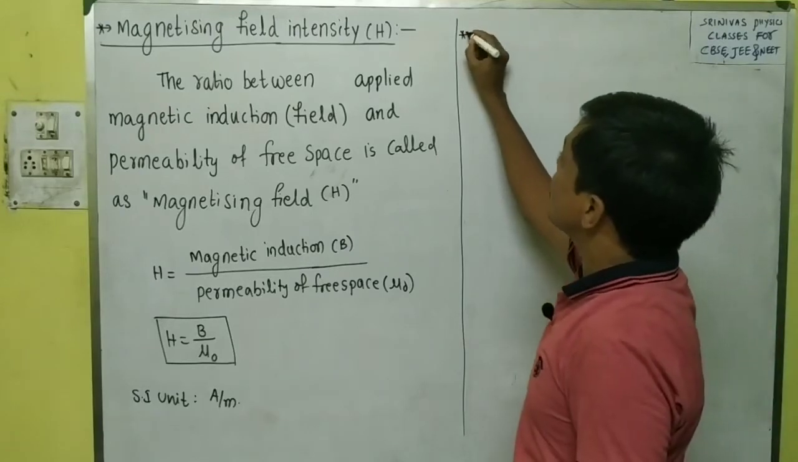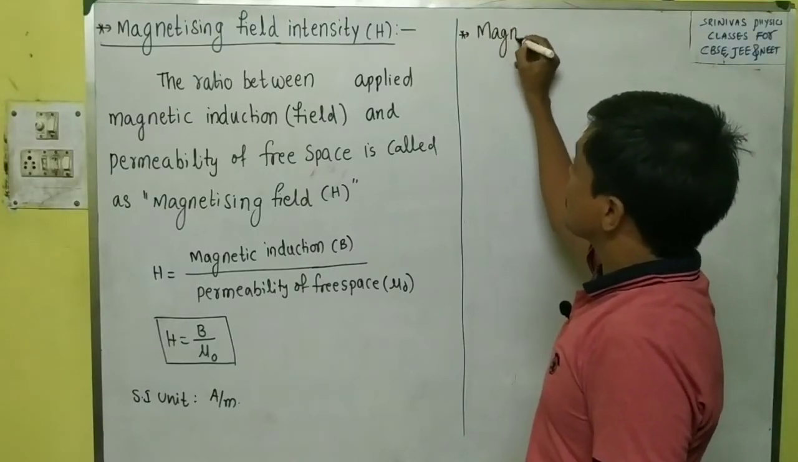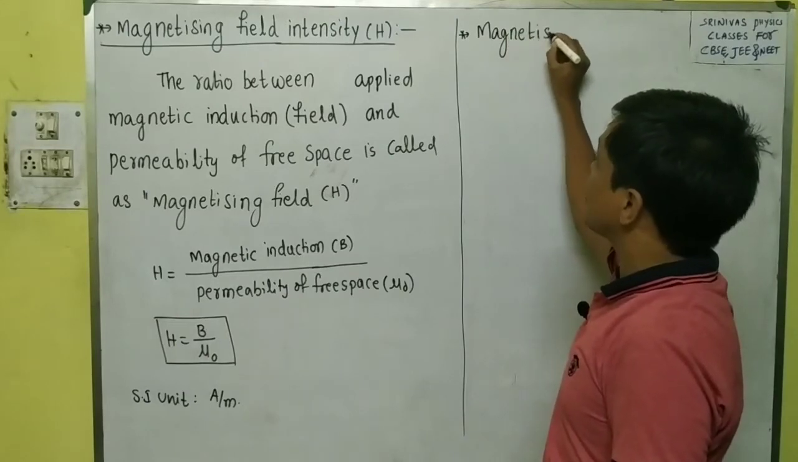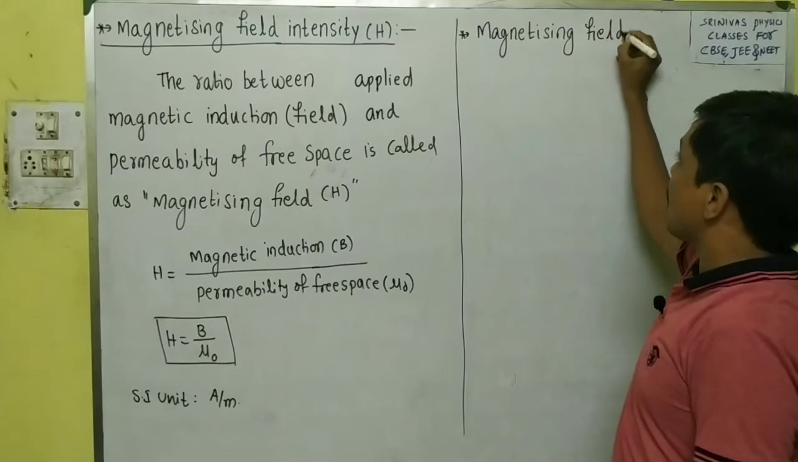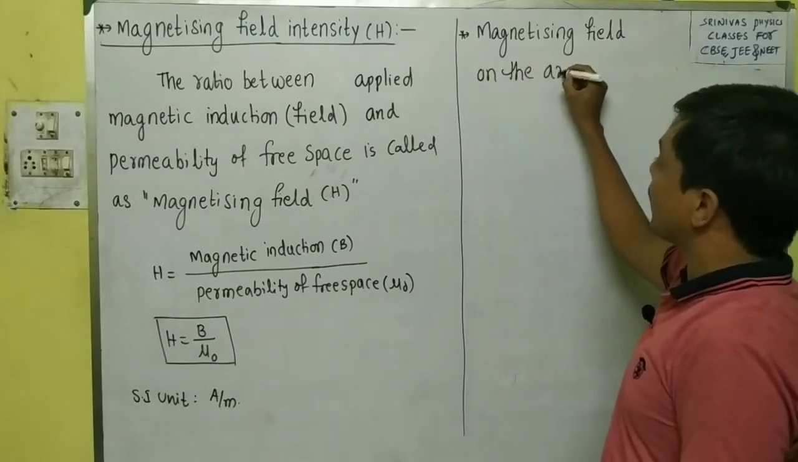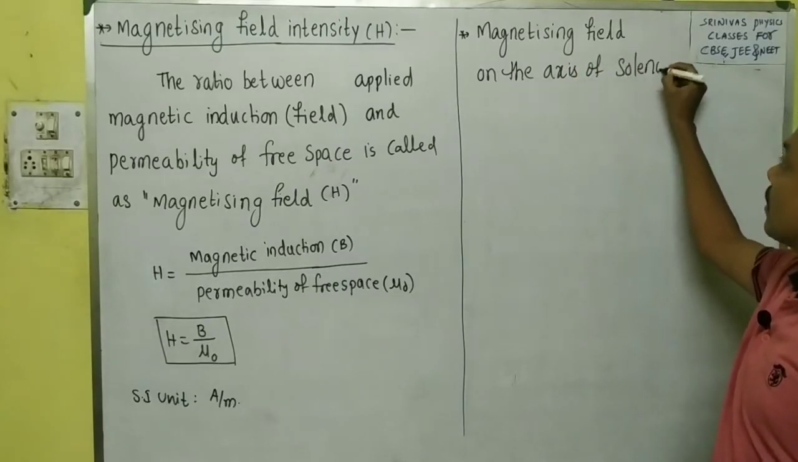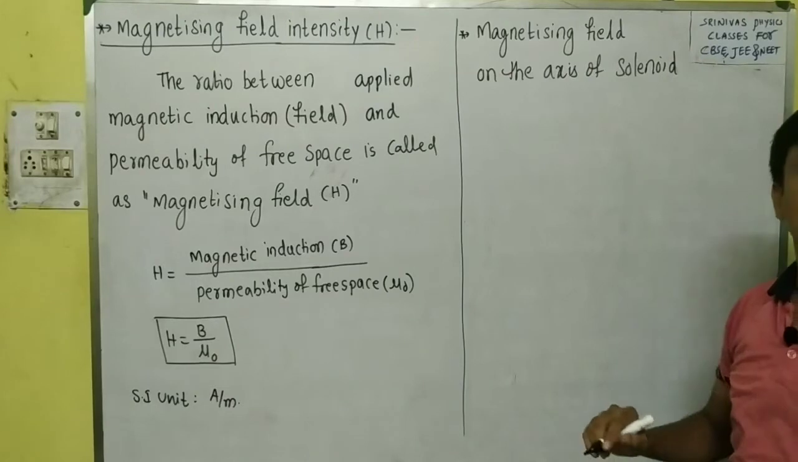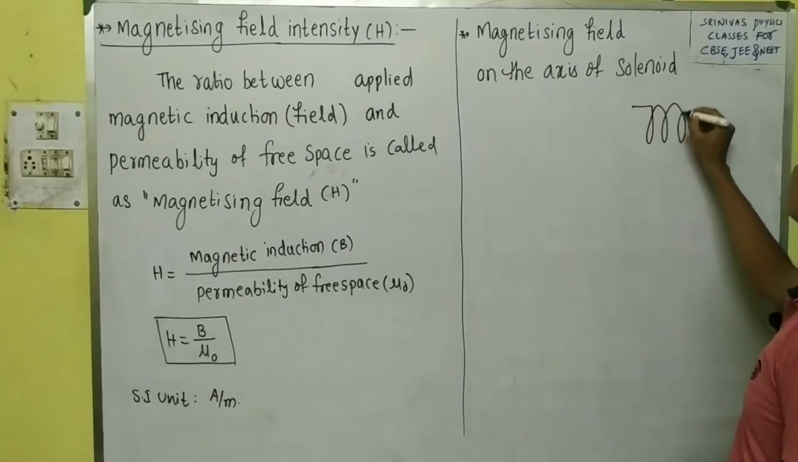Then here, the magnetizing field on the axis of a solenoid. I want it on the axis of the solenoid. On the axis of the solenoid, how much magnetizing field will be there? This is a solenoid, right?